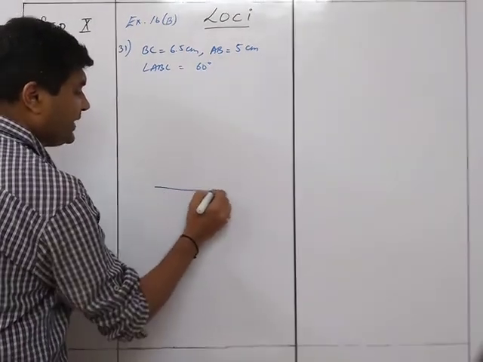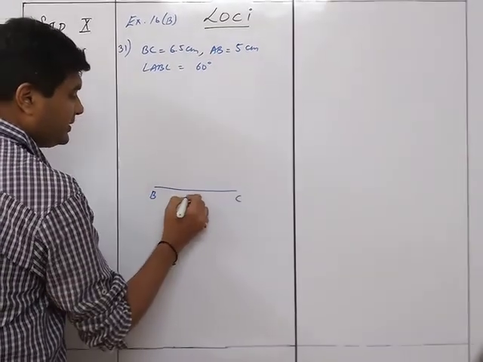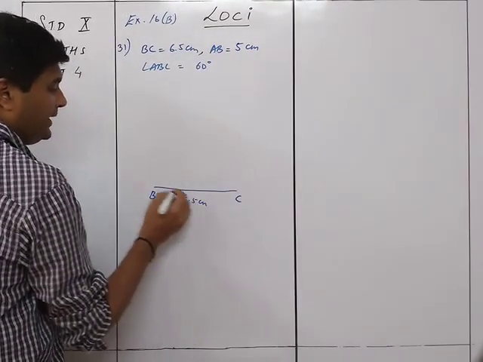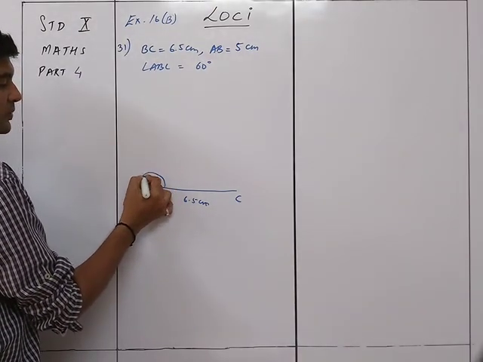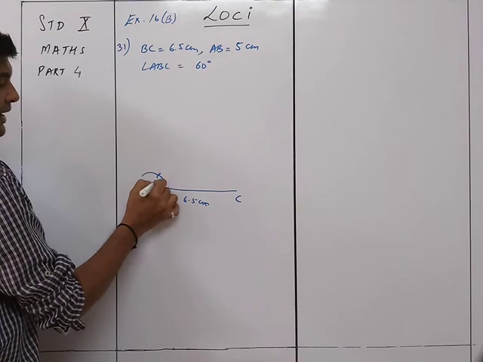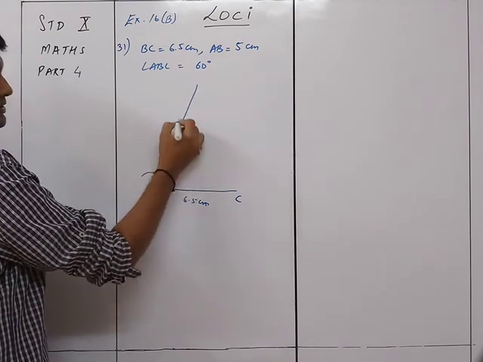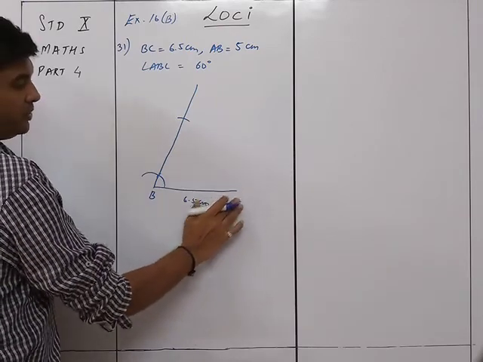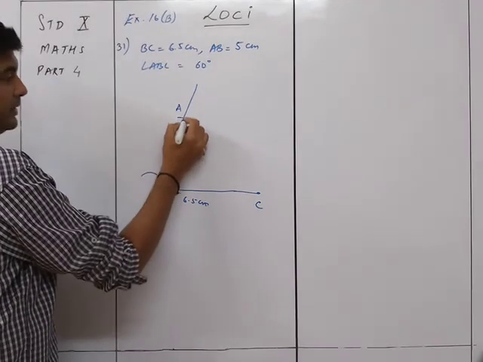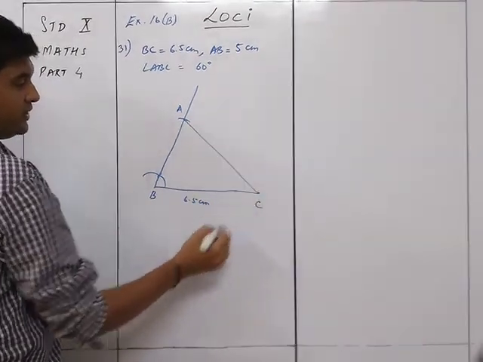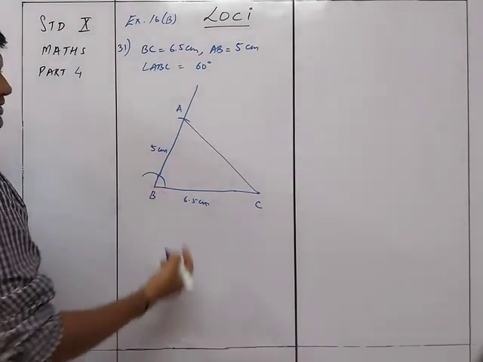So BC is the base of 6.5 centimeters, and at 60 degrees, that is a semicircle with first arc at 60 degrees. This you mark over here 5 centimeters, so that will be giving you point A, and you join this to give you the required triangle. So this is 5 centimeters, 6.5 centimeters, 60 degrees.